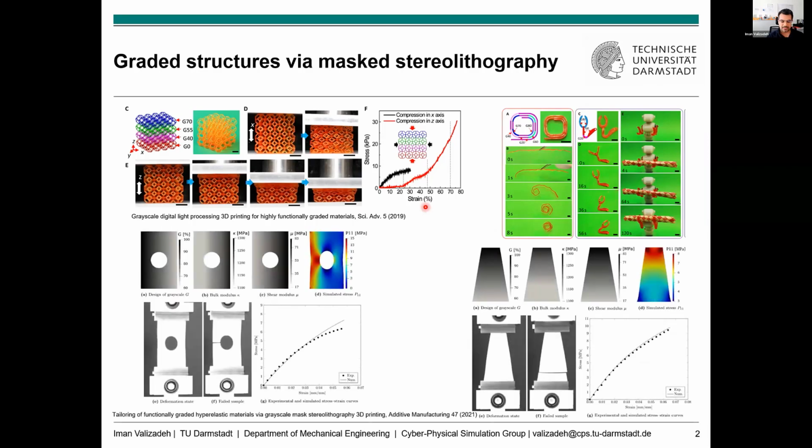I want to mention that in our previous study, we developed a hyperelastic constitutive model in terms of the grayscale values, and we compared the experimental and numerical stress-strain curves for different geometries, which are grayscaled in different directions, and then we got a very good agreement between the numerical and experimental results.